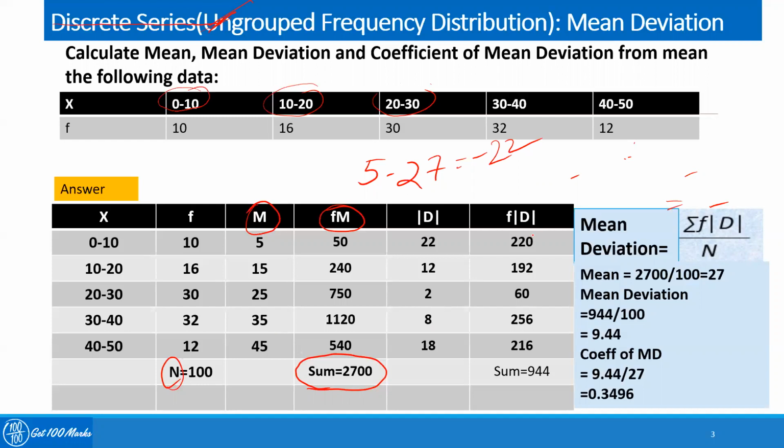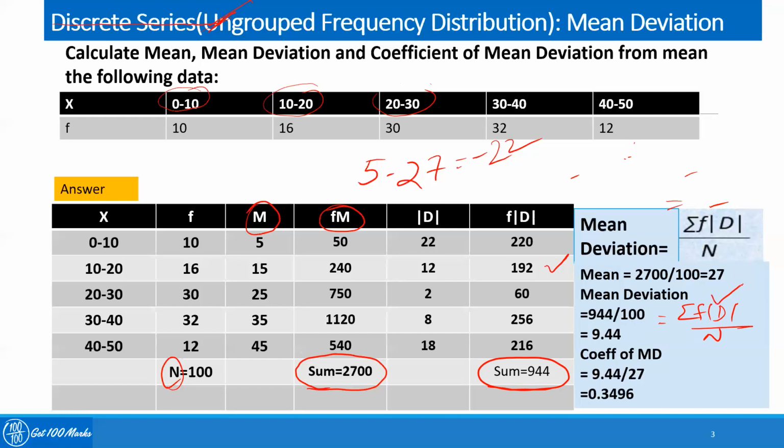Now we'll calculate the next column, which is f into mod d. Each mod d is multiplied by the frequency. 10 into 22 is 220. Similarly, 16 into 12 is 192. 30 into 2 is 60. I have calculated all of them and found the sum of all these values. Therefore, the mean deviation is equal to summation of f into mod d divided by n. It comes to 944 divided by 100, which is 9.44.